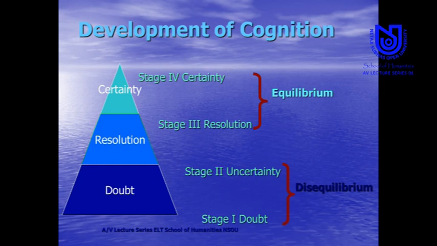So, cognition develops as a process of moving from disequilibrium to equilibrium, that is, it starts from doubt and uncertainty to stages of resolution and certainty, and the period of disequilibrium develops until the age of 14 or 15, that is when the language form operations are firmly organized.